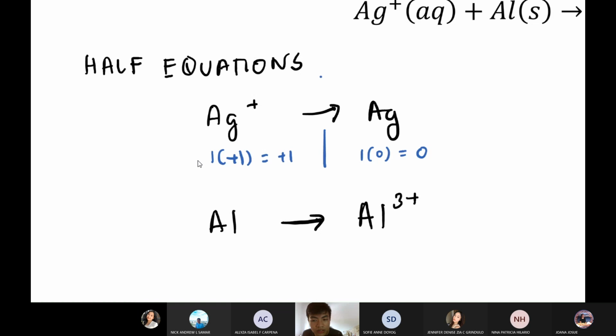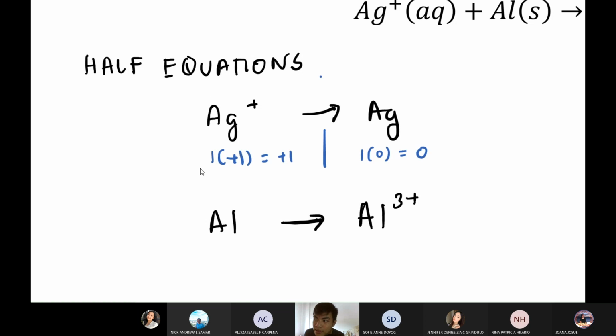Again, how to take the charges? Coefficient times the charge of the formula. In our case, that's positive 1. So, 1 times positive 1 is positive 1. 1 times 0, wala tong charge. So, that's 0.